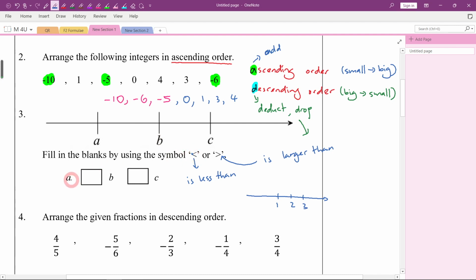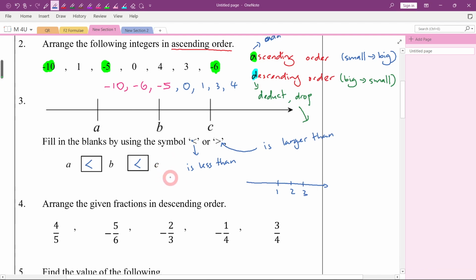Okay, so A is smaller. The arrow pointing to A. A is less than B. Now we compare between B and C. Which one is smaller? B is on the left hand side of C, right? So B is smaller compared with C. So arrow pointing to the smaller number. So B is less than C, or you can read as B is smaller than C.